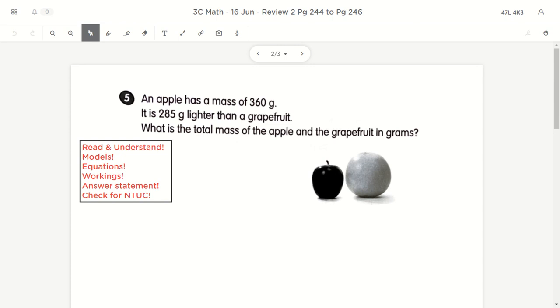Okay, question 5, there's a diagram here. The apple has a mass of, this is an apple of course, the apple has a mass of 360 grams. Sometimes you must really understand who is this it. Apple has a mass of 360 grams. This it refers to your apple. This apple is 285 grams lighter than the grapefruit. Okay, so I know that apple is lighter, and then grapefruit will be heavier.